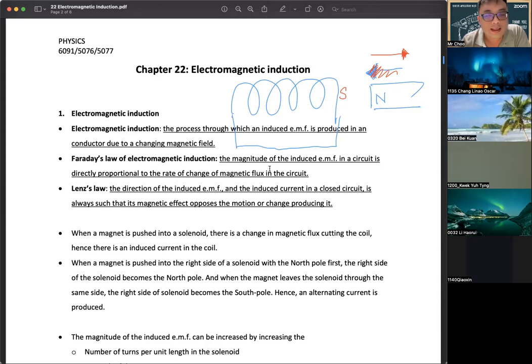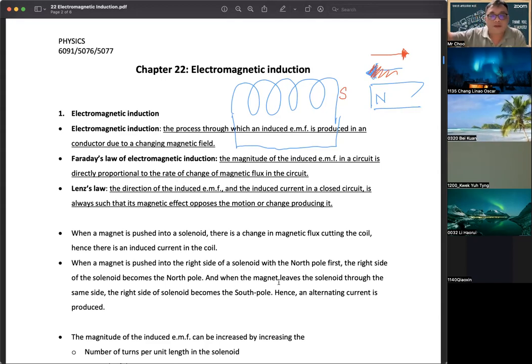I did not mention this last week because there's no example here, so I try to explain this today. When a magnet is pushed into the solenoid, pushing into it is like attraction. So what will oppose the attraction is repulsion. For it to repel, it should be the like pole.